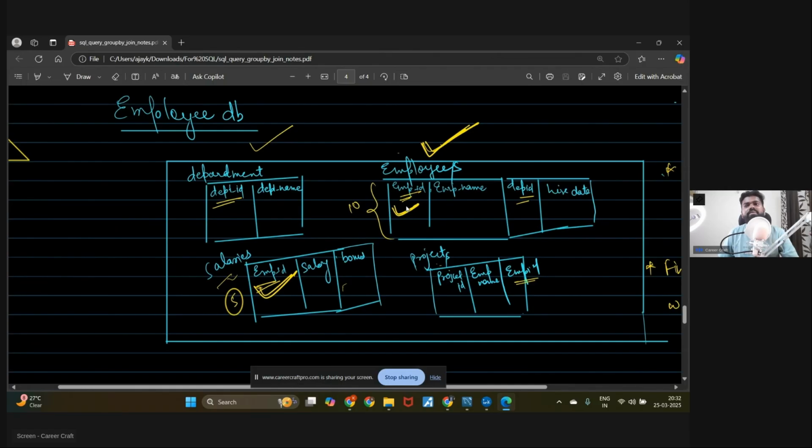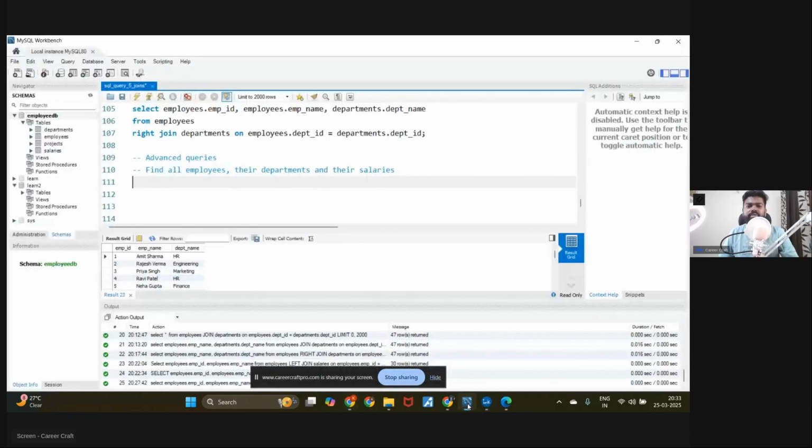Simple, right? Using employee ID and department ID as the joining columns, you can get both things. If you join based on department ID, you will get the department name. If you join on employee ID, you will get the salary. Got it? Everyone? Yes or no? Very good.